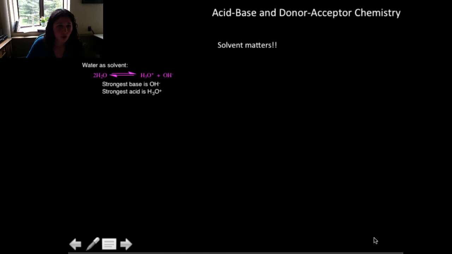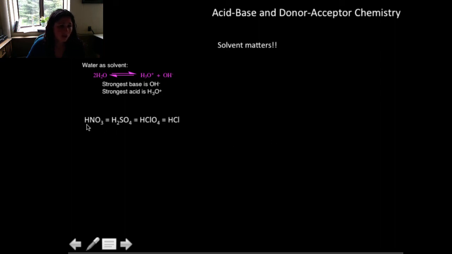So water as a solvent is an amphoteric solvent, which means it can act as both an acid or a base. And anytime you add something into water, no matter if you add a stronger base than water, you're just going to get hydroxide ions in solution. If you add an acid that's stronger than water, you're only going to get the H3O+ ion. So the strongest base that can exist in water is hydroxide. The strongest acid is H3O+.